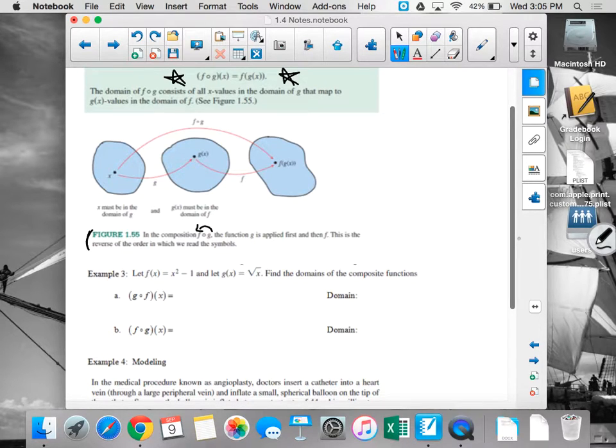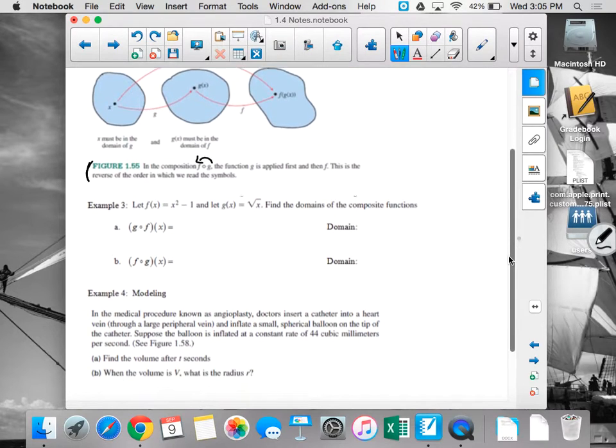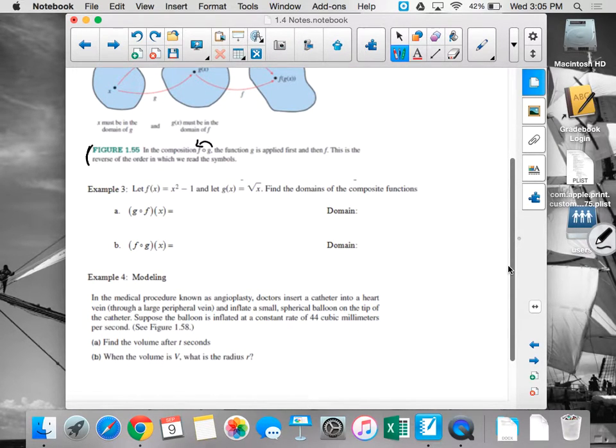If you're not quite sure what I'm talking about, let me just show you by a demo. I find that to be a little bit easier. So this example number 3 says let f of x equal x squared minus 1, and let g of x equal the square root of x. Find the domains of the composition functions. So what's going to happen here is you're going to take your f of x function and put it into your g of x function.